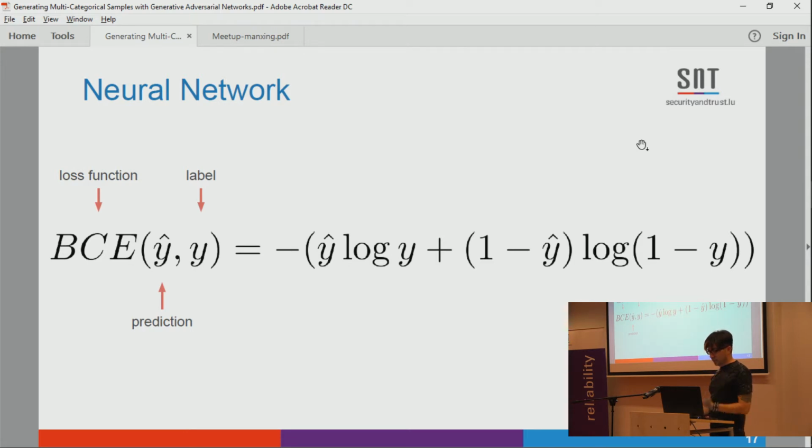And how do I train it? What is training in this case? How do I learn something to improve in this task?